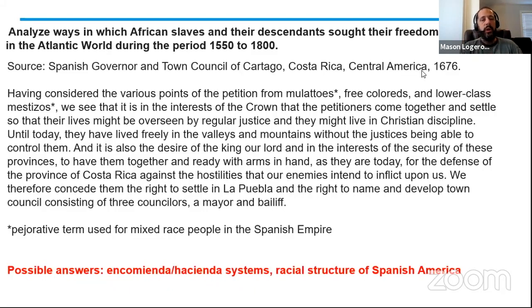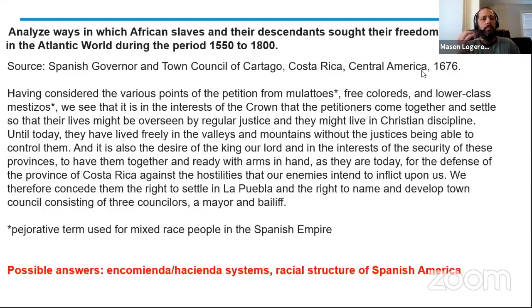Possible answers that you could have mentioned here if we're talking about historical situation. You could have talked about the encomienda and hacienda systems of labor in Spanish America. You could have also talked about the racial structure of Spanish America. And Smith is going to go into this a little bit tomorrow, so I don't want to go too far into it.